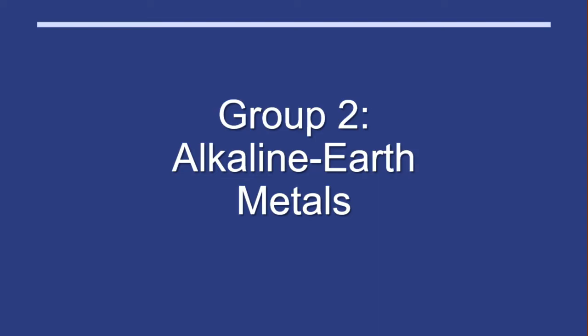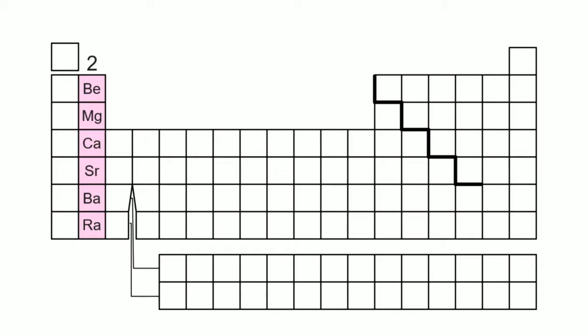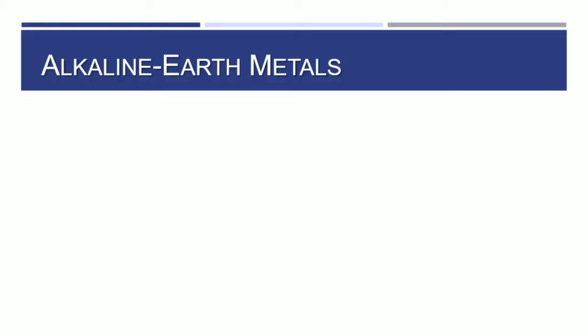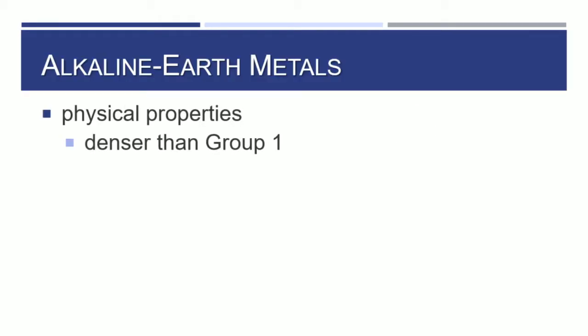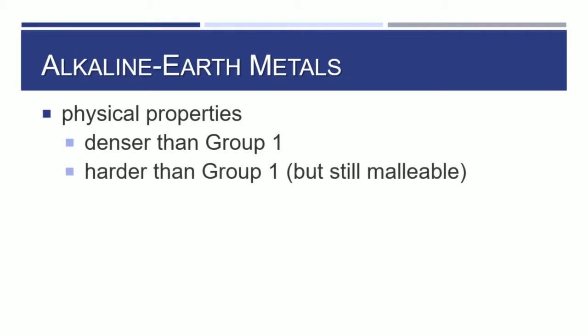Next, the group 2, the alkaline earth. There you see the 2. Notice that's again those half dozen that starts in the second energy level. So it's 2s2 and 3s2 and all that. What are their physical properties? Denser than group 1, harder than the group 1, but they're still malleable. You can still kind of move them around.